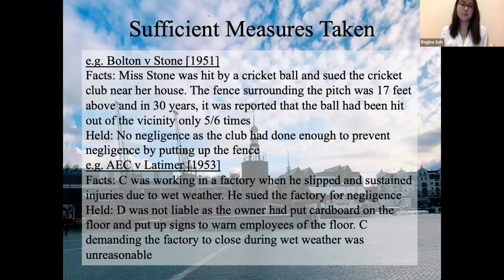Similarly, in the case of AEC and Latimer in 1953, the facts were that the claimant was working in a factory when he slipped and fell due to the floor being slippery because of wet weather. He sued the factory for negligence, saying that the factory should have done more to prevent this from happening. However, the courts held that his employer was not liable because the owner of the factory had actually put cardboard on the floor to prevent people from slipping, and also put signs to warn employees of the wet floor.